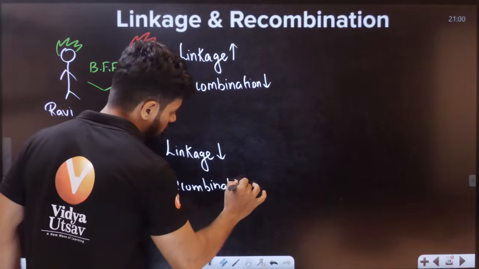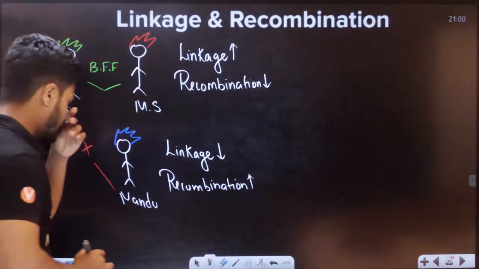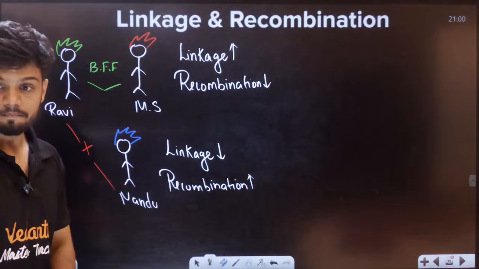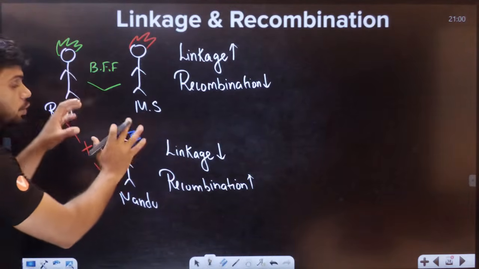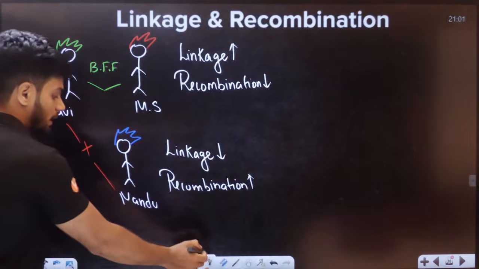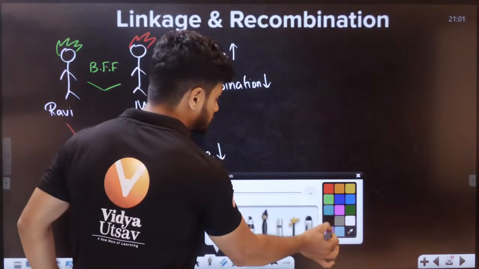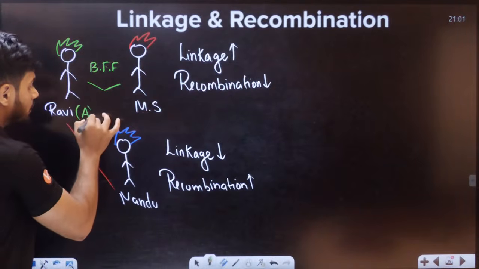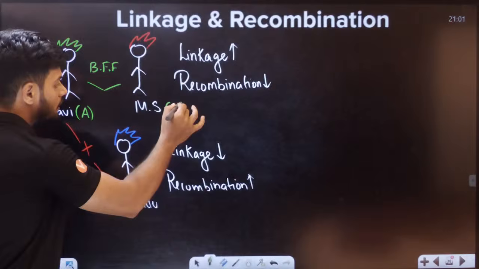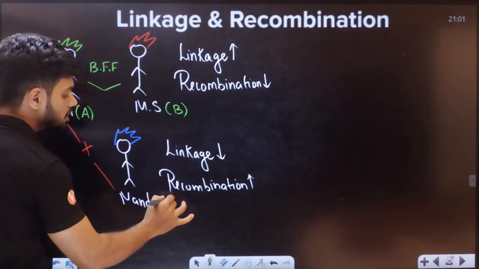Recombination is very high, students. Now let's take this concept onto a chromosome. Let's say Ravi is gene A, MS is gene B, and Nandu is gene C.